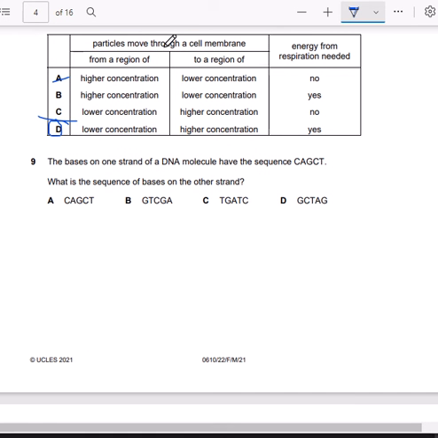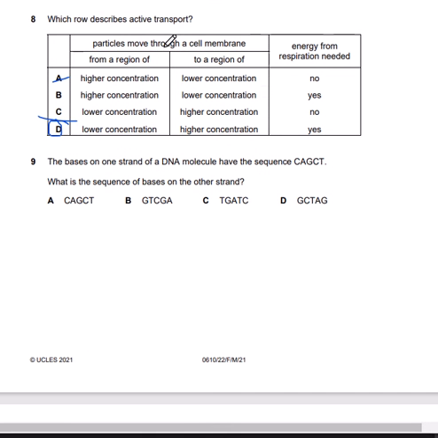The bases on one strand of the DNA molecule have the sequence CAGCT. What is the sequence of bases on the other strand? So basically, as we said before, C and G go together. A and T are left, they go together. So for CA, we would need GT. That makes it B.